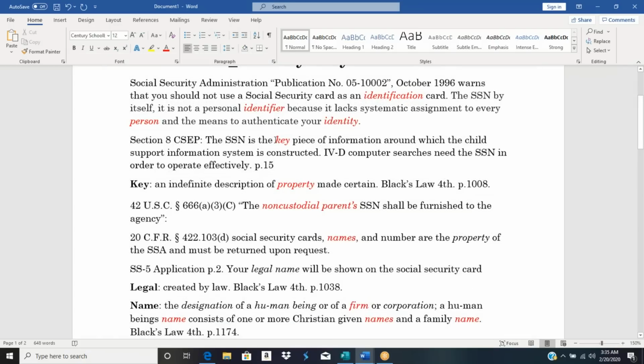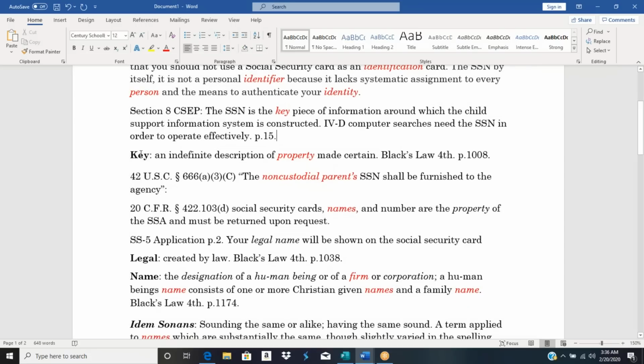The Social Security number is the key piece of information around which the 4D information system is constructed. 4D computer searches need the SSN in order to operate effectively. Federal Parent Locator, gentlemen. That's how they find your property that is secured under the Social. So the Social Security number is the key piece of information. Key, an identified description of what? Property made certain. Now let's have some fun.